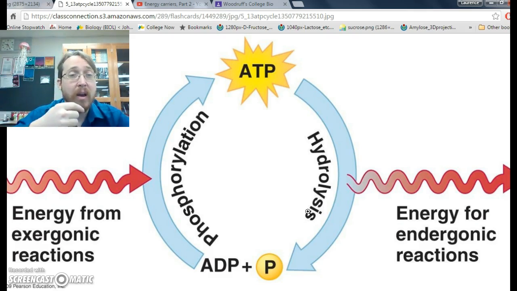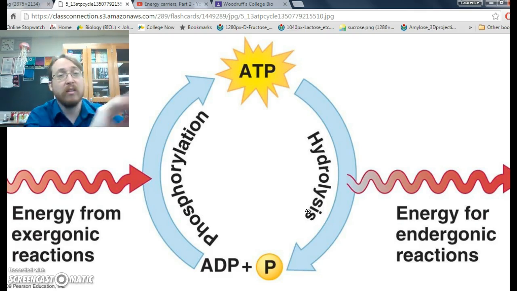So our cells very efficiently and conveniently find reactions that are releasing energy, try to recapture some of that, move it to a reaction that needs energy, and release it for them. That's what ATP does. That's what an energy carrier does.